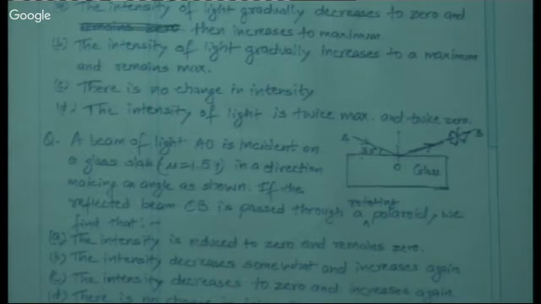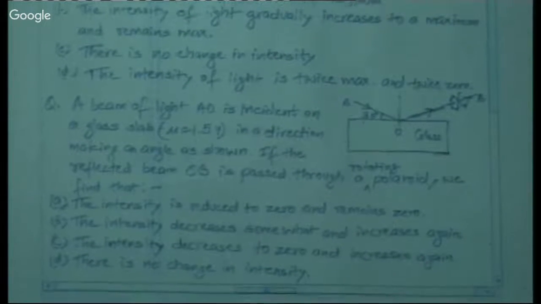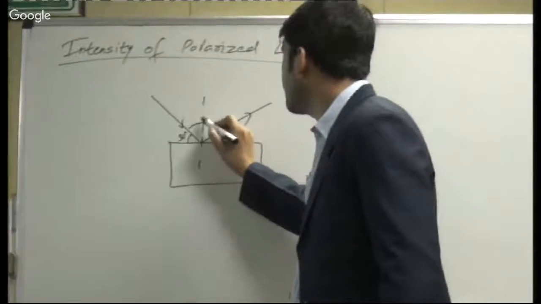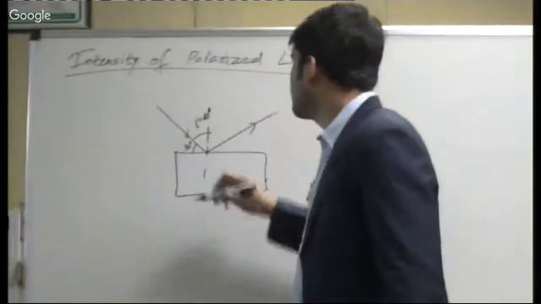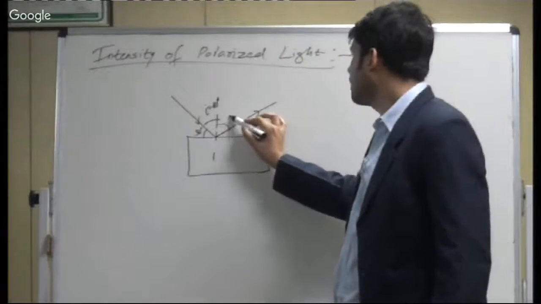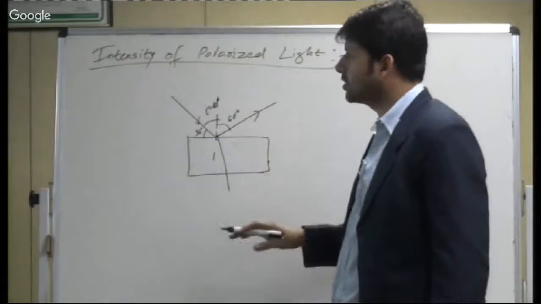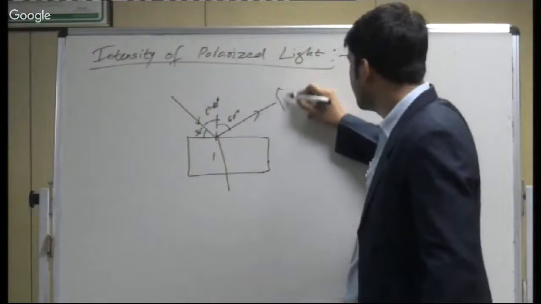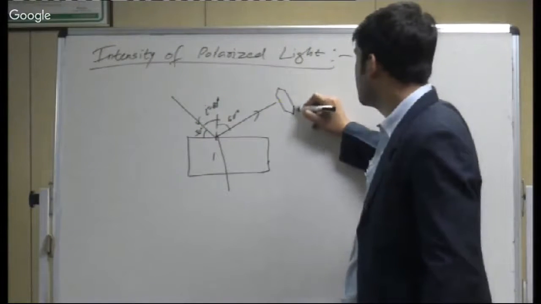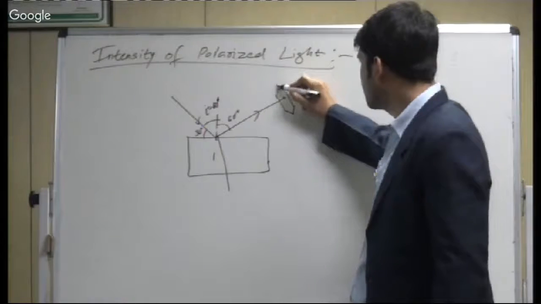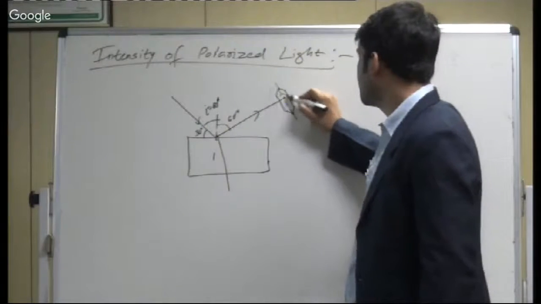Let's check what is given. This ray is coming at an angle of 30 degrees, so the incident angle would be 60 degrees. This is also 60 degrees. We are not concerned with the refracted ray. We have a Polaroid here and it is rotating. Let's say the axes are like this, and it is rotating like this.